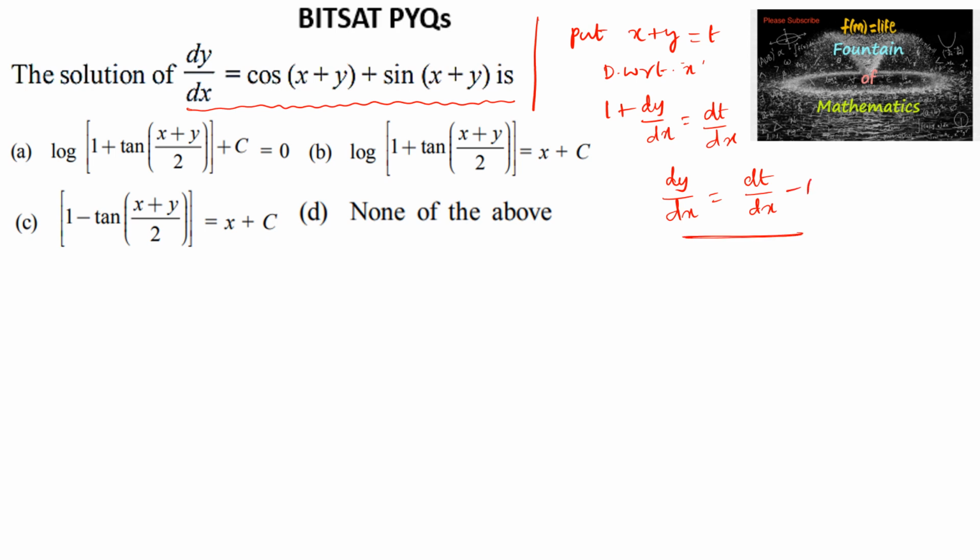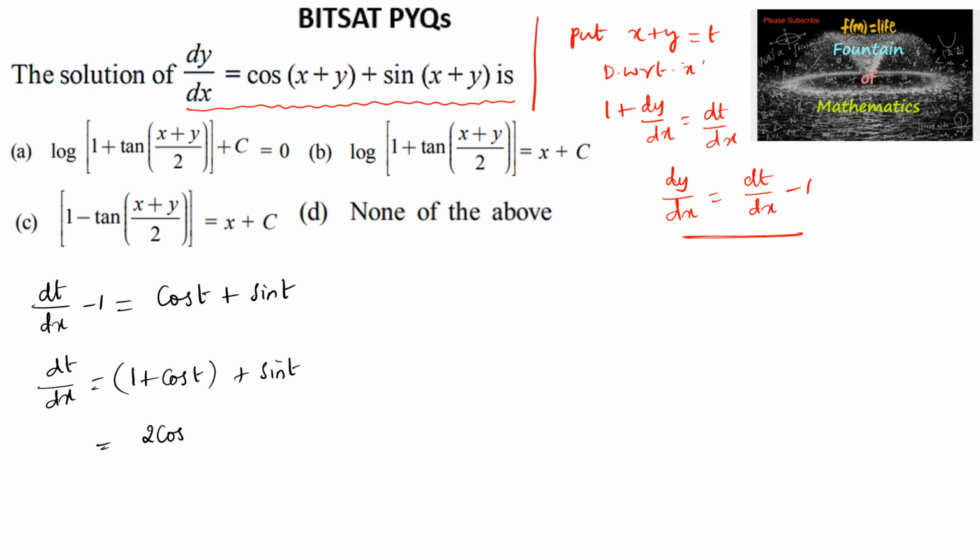So let us substitute in the equation. We get dt/dx minus 1 = cos t + sin t, or this can also be written dt/dx = 1 + cos t + sin t. We know that 1 + cos t is 2 cos square t/2, and for sin t the formula gives 2 sin t/2 cos t/2. So we can take 2 cos square t/2 common, so we get 1 plus, and here sin by cos is tan t/2.